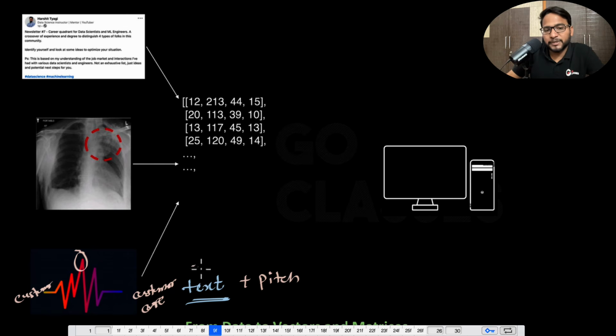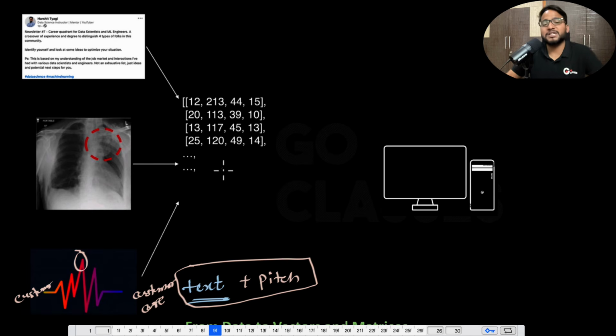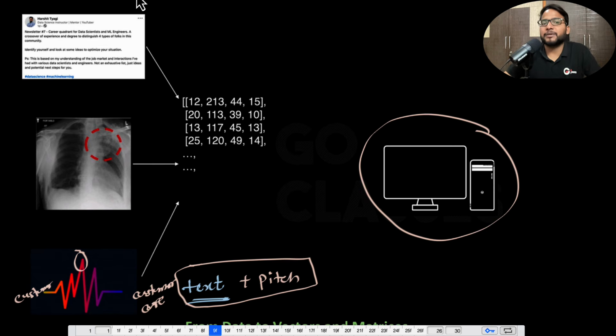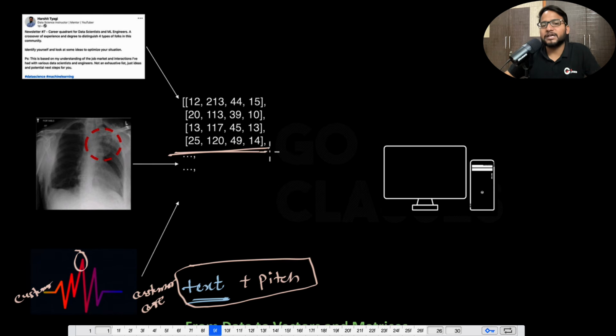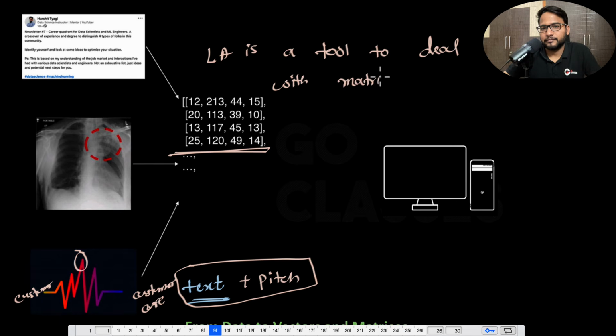So basically, this speech data you can convert to text and pitch, and then finally to a matrix. There are different ways to convert any data to a matrix, but ultimately, it's a matrix. For my machine, it is just a matrix. And when I talk about a matrix, it by default means we are talking about linear algebra, because linear algebra is a tool to deal with matrices, right? I hope you understood.